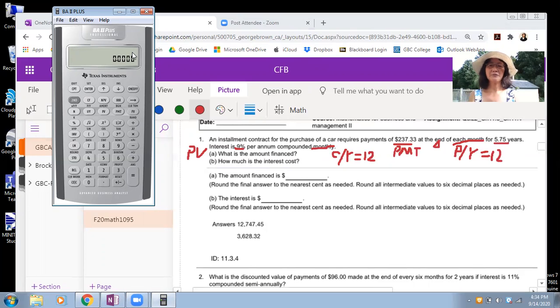You also need to make sure PY is 12 and CY is 12. So how do you set up PY? Second, PY, enter the number 12, press enter. Then use this down arrow key, press down. You have CY, it is also 12, so enter. And then second, quit. Now you are all set up.